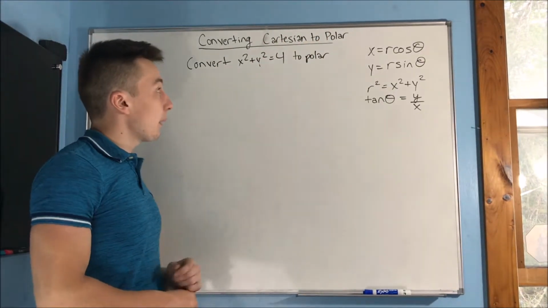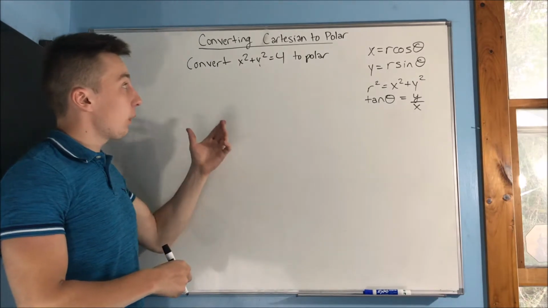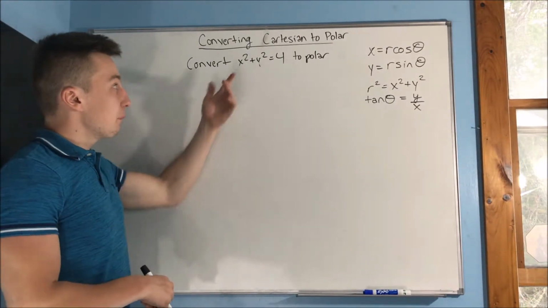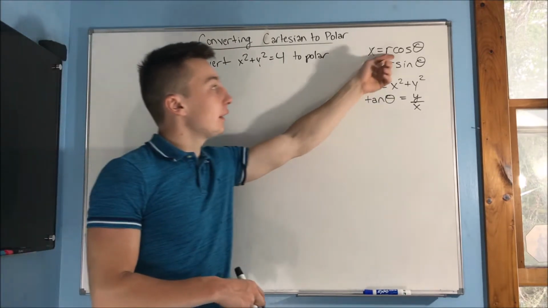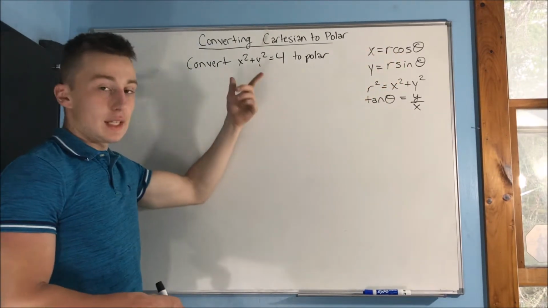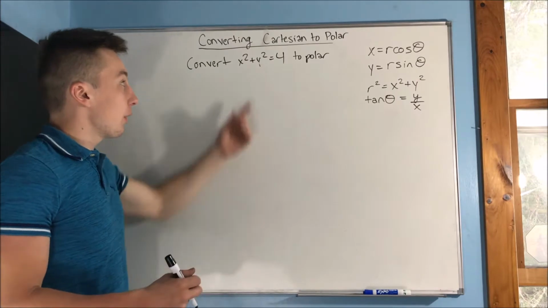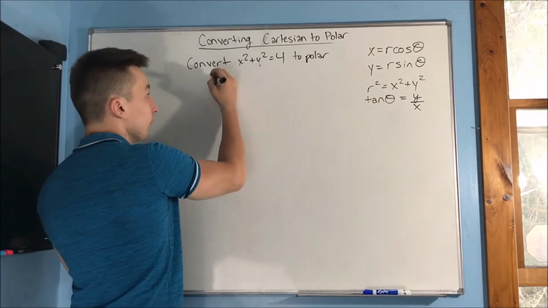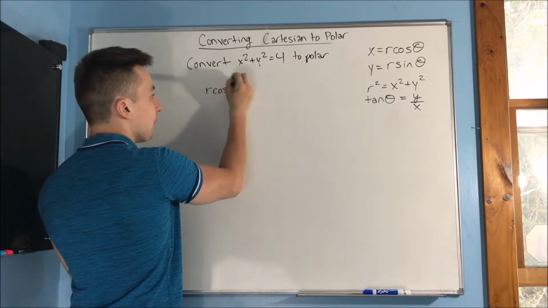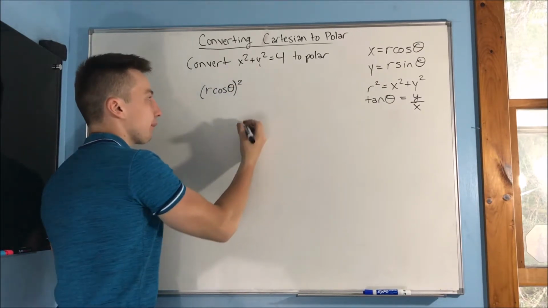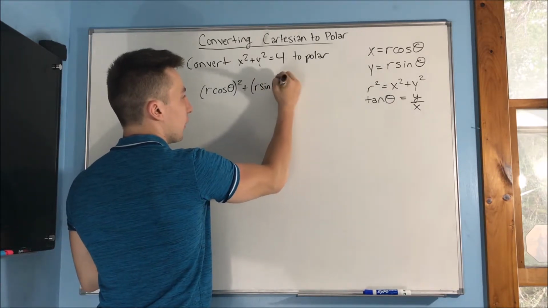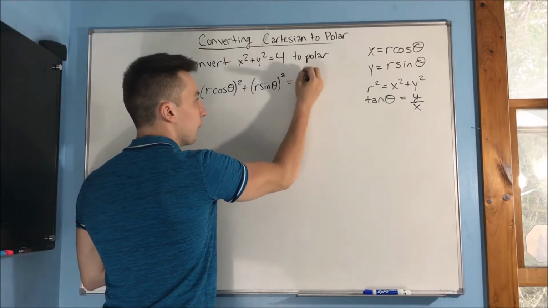So we have our next problem up on the board here. Convert x squared plus y squared equals 4 to polar. Really, you can just substitute in r cosine theta and then square it for this x. And for y, you can do the same exact thing. So let's do that. We get that r cosine theta squared plus r sine theta squared equals 4.